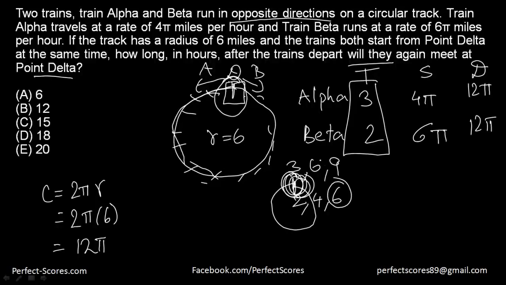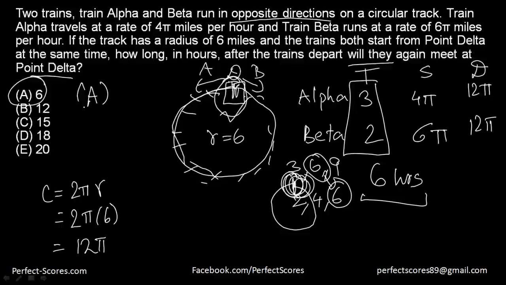So you can clearly see 6 is the number which is common to both of them. That means after 6 hours, or after 12 hours, or after 18 hours, or 24 hours, they are going to meet at the same point from which they started. That means they're going to meet the first time in the first 6 hours. That means my answer is option A, right?